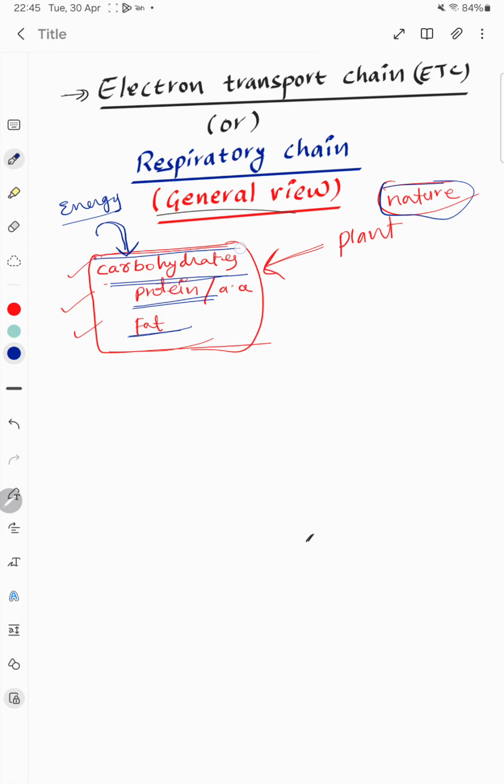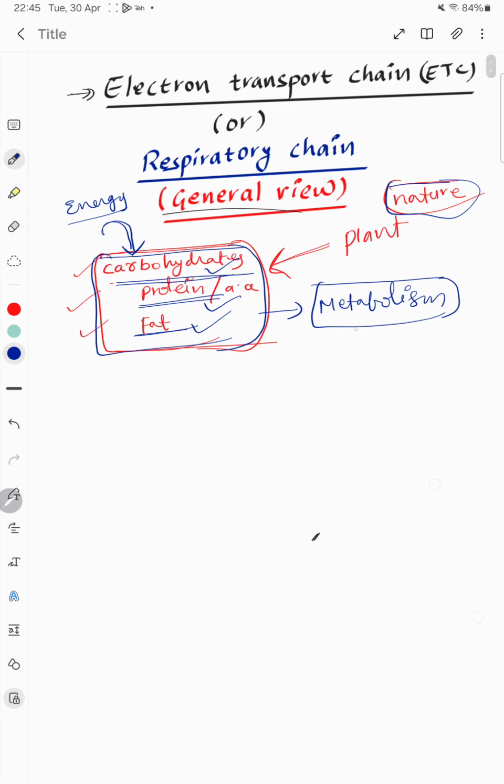That's why we first allow these carbohydrates, proteins and fats into metabolism. We allow them into metabolism, and the metabolism process takes the carbohydrates, proteins and fats individually or sometimes collectively and gives us ATP.